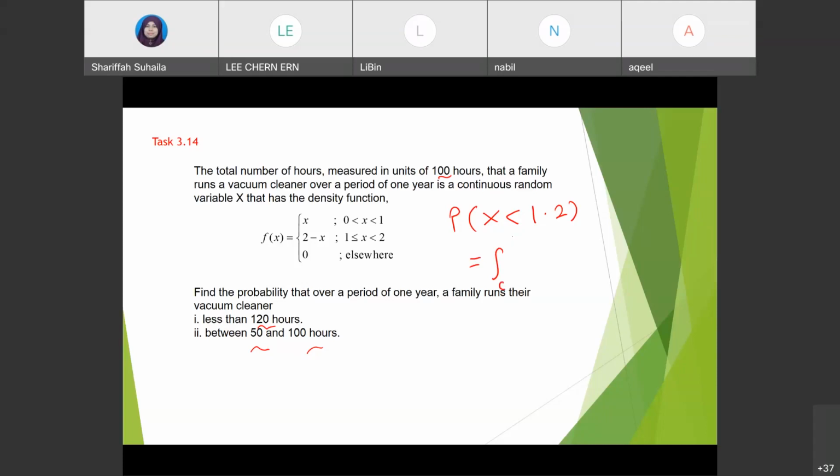So ini kita ada x dx. Okay, and then plus, 1.2 dia berada pada sini pula. Okay, from 1 up to 1.2, you have 2 minus x dx. Okay, and then cuba integrate, what is the probability?